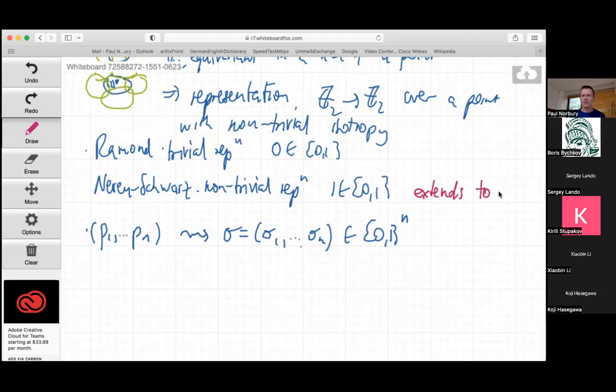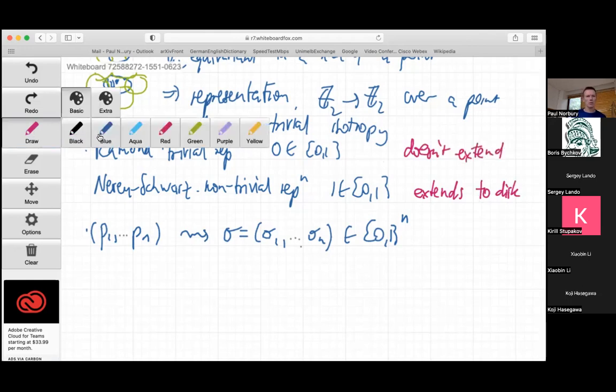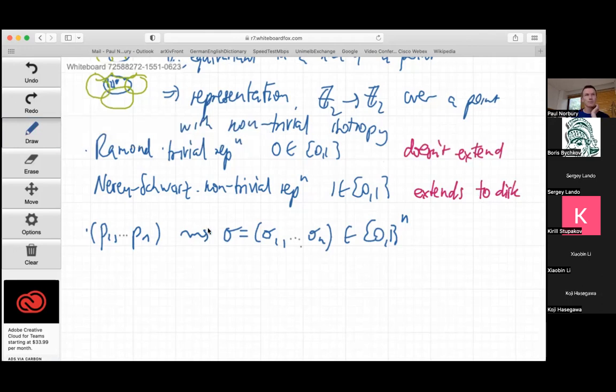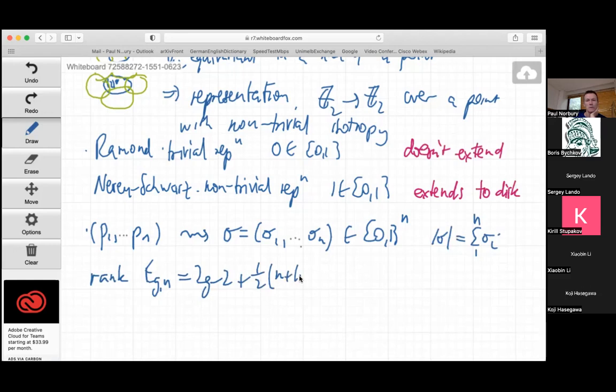Again, when I say extends to disk, I really mean remove a disk, look at that spin structure, and that's another way one can think about these two types. Okay, and so then the rank: we define sigma to just equal the sum of the sigma_i, i from 1 to n, and then the rank of this bundle E_{g,n} is equal to 2g minus 2 plus a half (n plus the modulus of sigma).